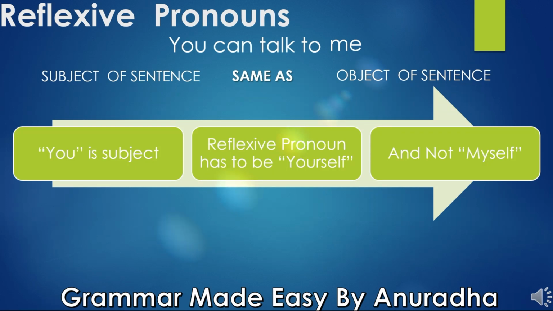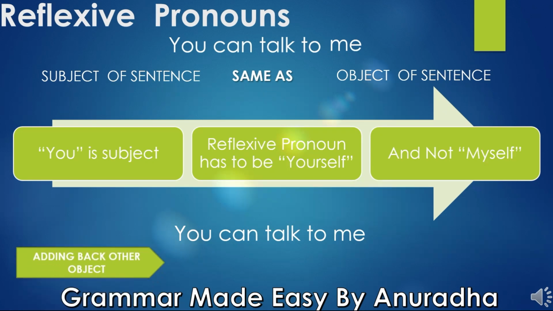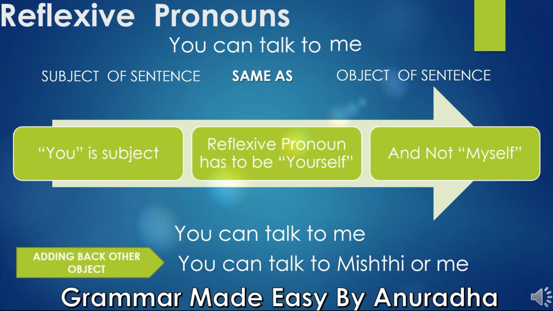And it's not the case here in this example, the one that we are discussing. So, the correct sentence will be, you can talk to me, and adding back the other object, the final sentence will be, you can talk to Mishti or me. Now just think about how the subject and the object connect. Perform this little check and you'll never go wrong.